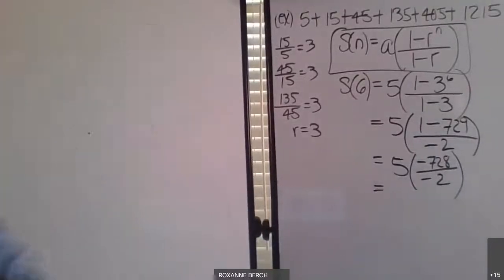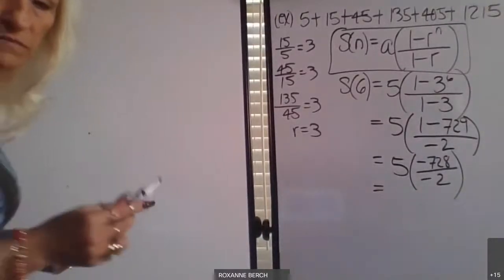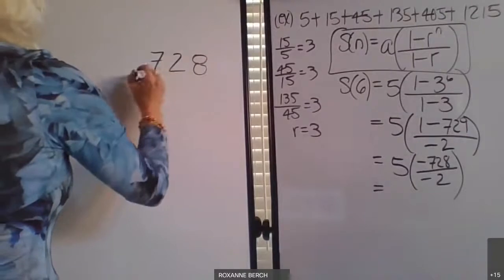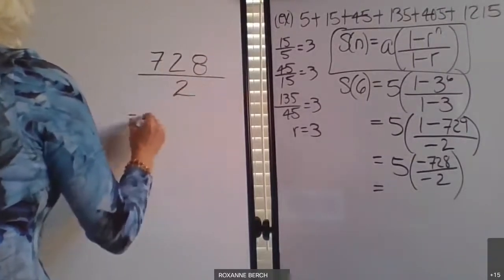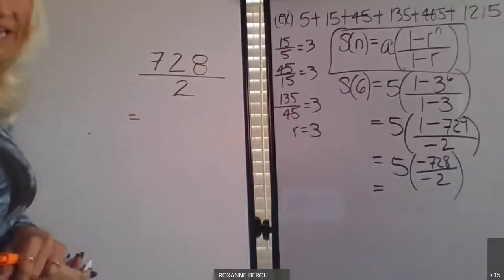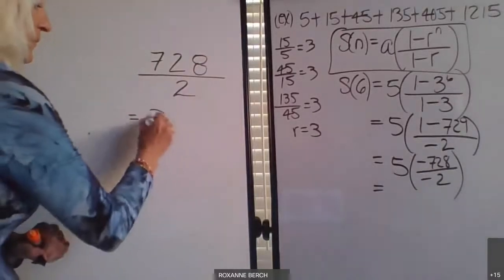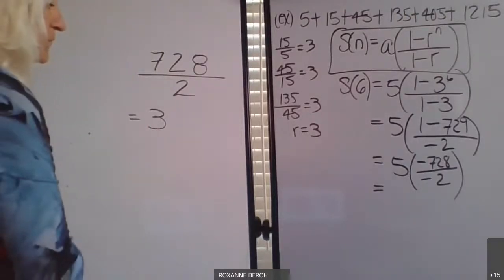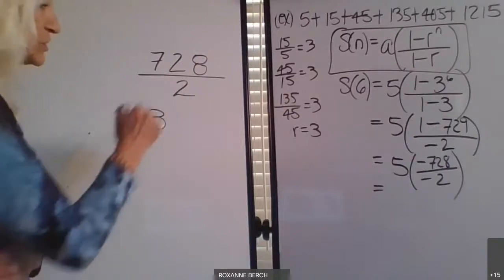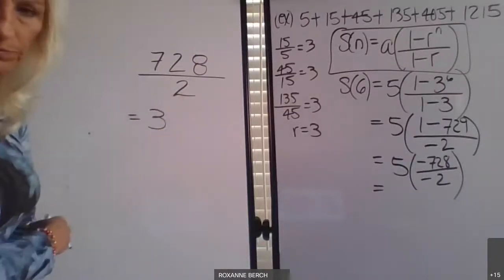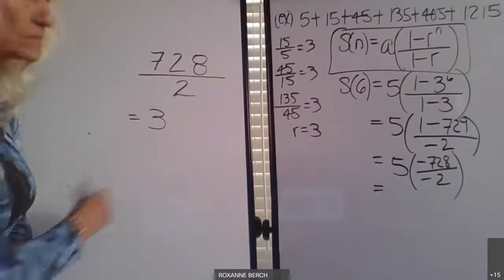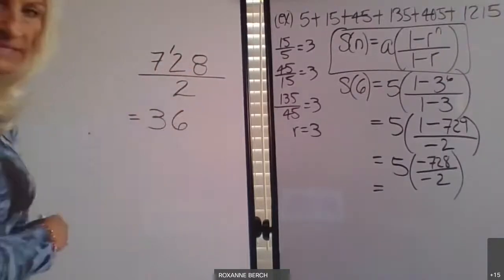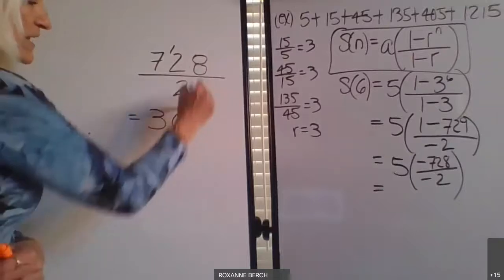Do you want to see it again? Yes, please. Two times what is 7 without going over? It's 3. What's the remainder? 1. So put the 1 there. 2 times what is 12? 6. Times what is 8? 4.